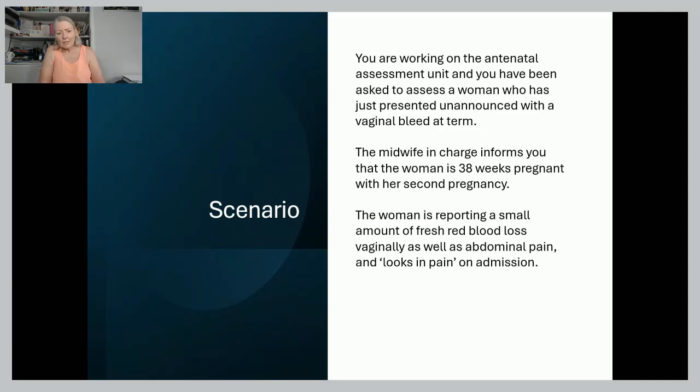So I've used the scenario that the NMC use in their mock midwifery literature. So you've got a para 1 who's 38 weeks pregnant, coming in with a fresh PV loss and some abdominal pain, and she looks in pain when she arrives. So you've already been given this scenario and you've done your assessment station already.